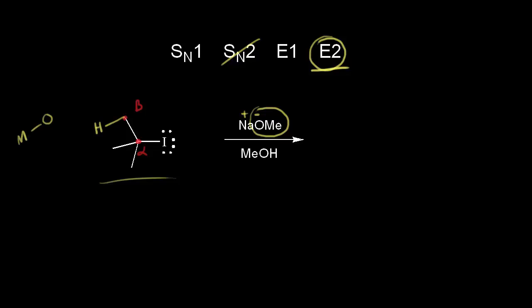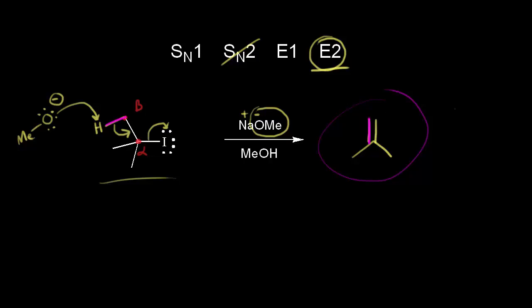So we have a -1 formal charge on our oxygen. This is going to take this proton. At the same time, these electrons move in here to form our double bond, and these electrons come off to form our iodide ion as our leaving group. So for our final product, we're going to have a double bond here, and let's change colors again. The electrons in magenta moved into here to form our double bond. Since our beta carbons are all the same, this is the only product for this reaction.